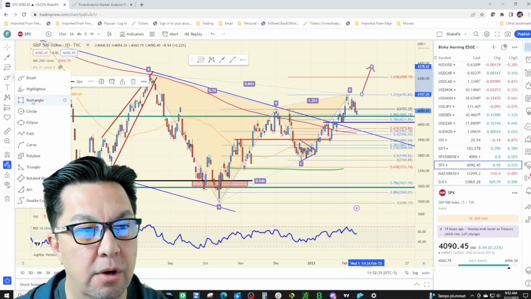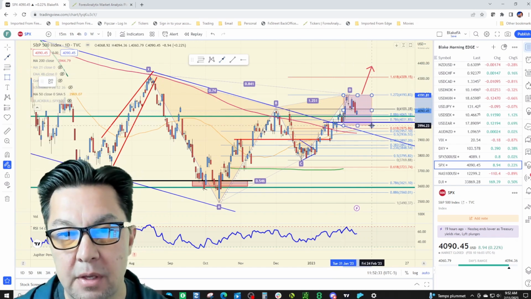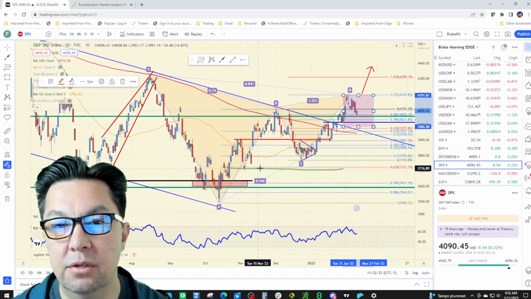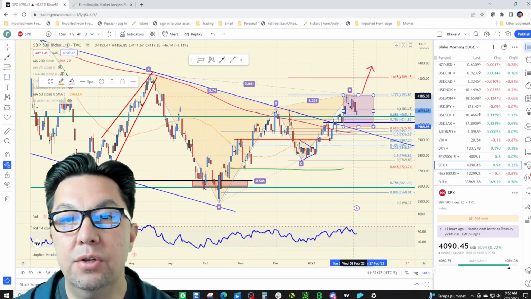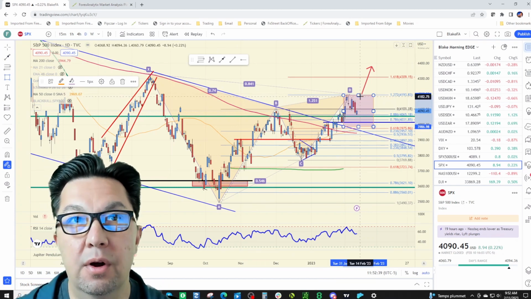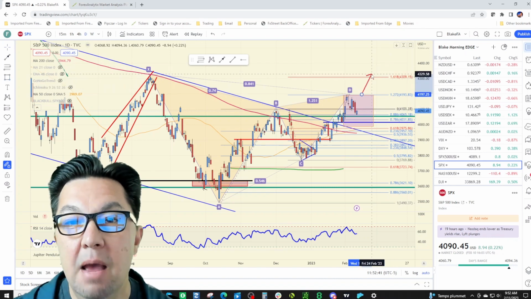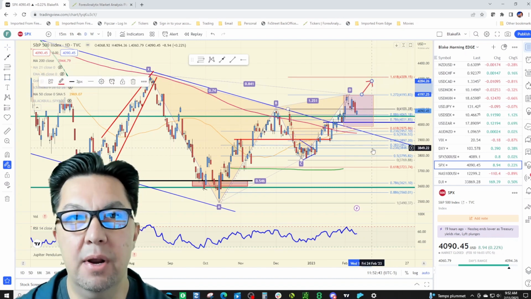Here, let me just go ahead and draw this out for you guys. This is the range, by the way, just so you all know. We should challenge the 4,200 level resistance in the S&P and potentially break out.